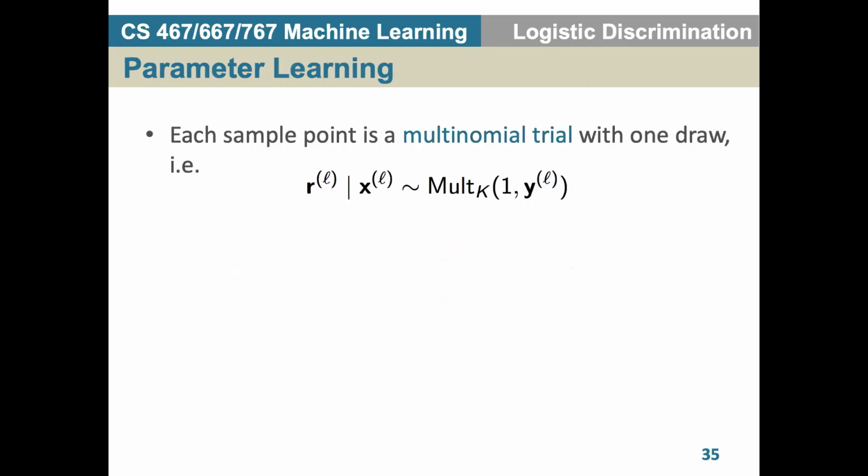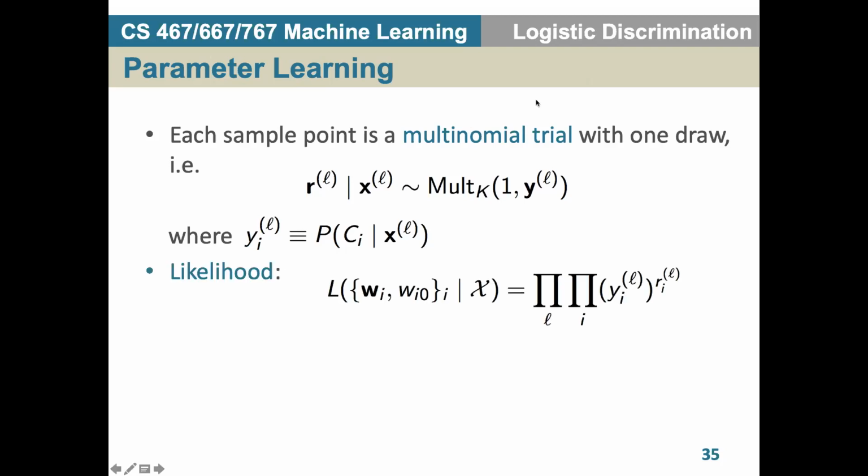If not, let's continue. So now let's take a look at parameter learning in the K-class case. In the K-class case, we know that the yi is now the probability that you belong to class i. Because we have K classes, we have P1 all the way to Pk. And we know that this is multinomial trials. So basically, the multinomial probability is written like this.